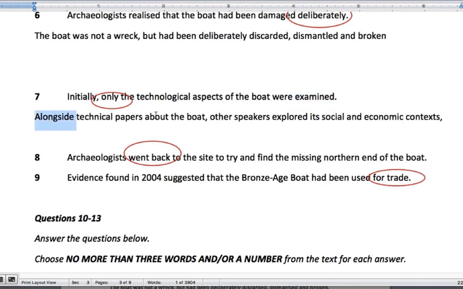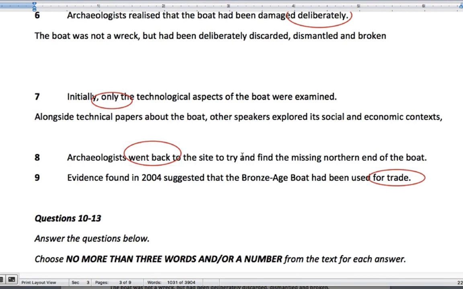Alongside technical papers, other speakers explored its social and economic aspects. So it wasn't only technological. Alongside, in addition to technical papers, there were also social and economic. So only, no. And that means that must be false, because it was not only. Great, next one.